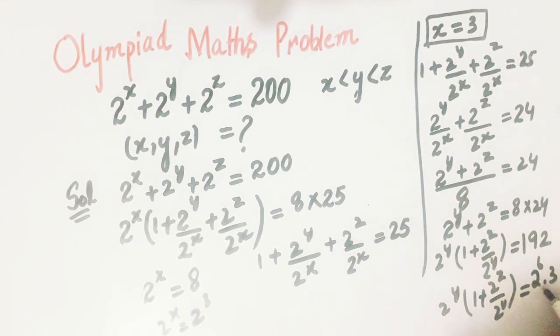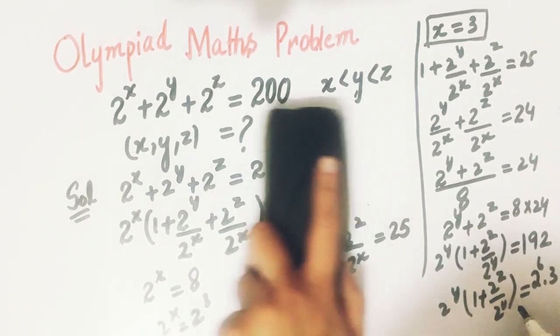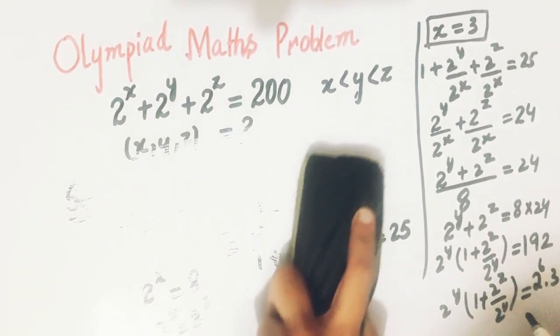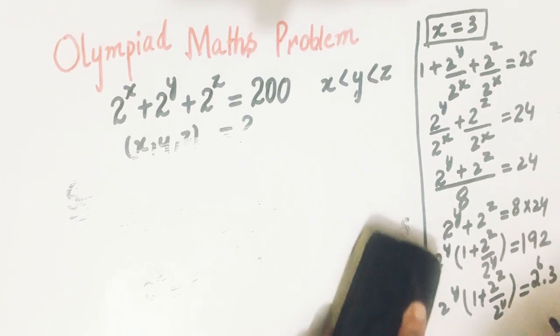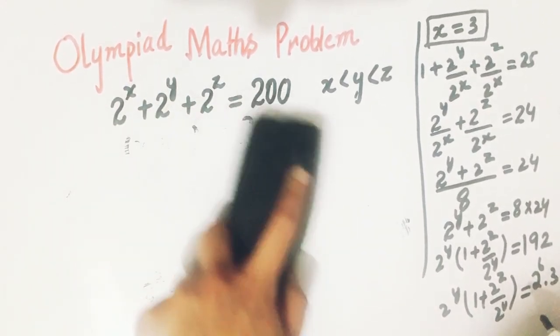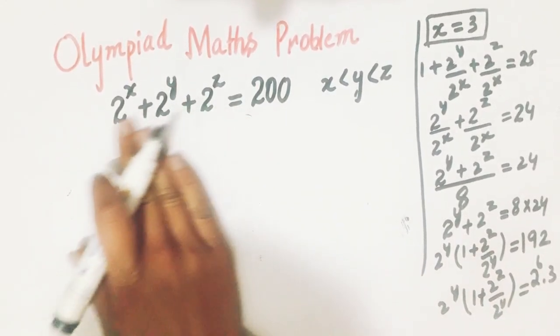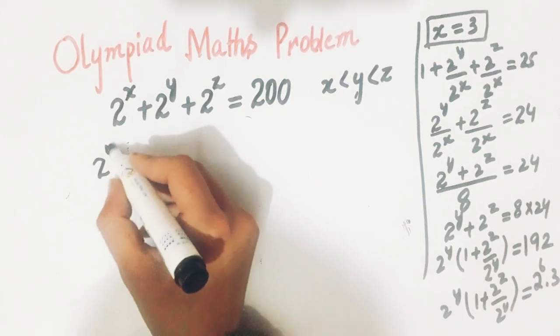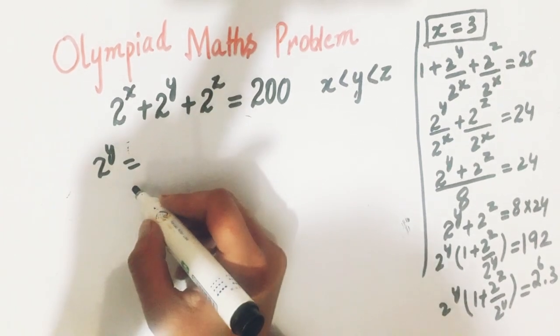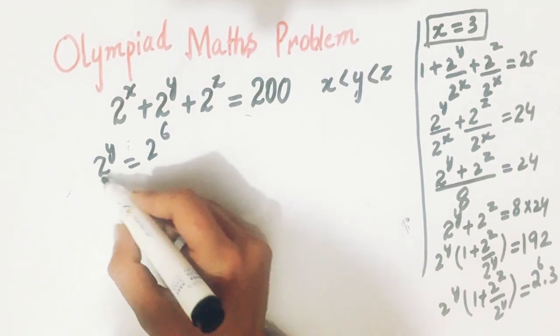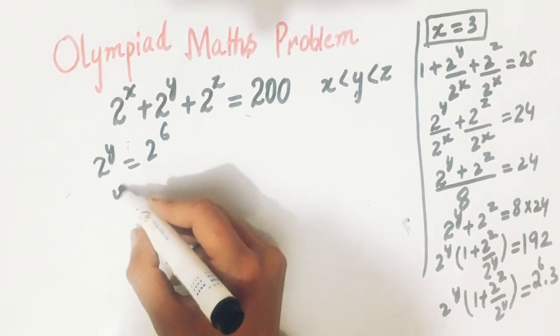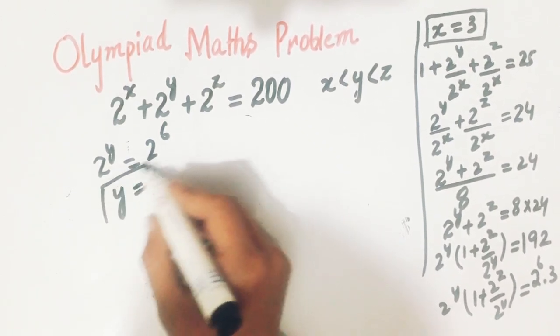So we will equate this. By equating, 2 raised to power y equals 2 raised to power 6. When the bases are same, the powers are same, so y equals 6.